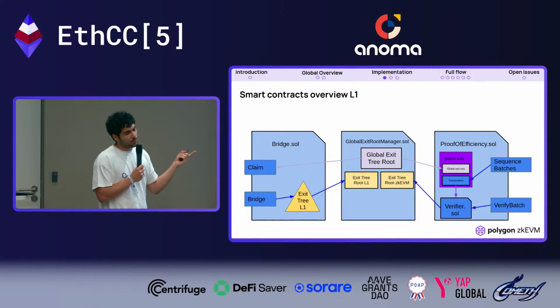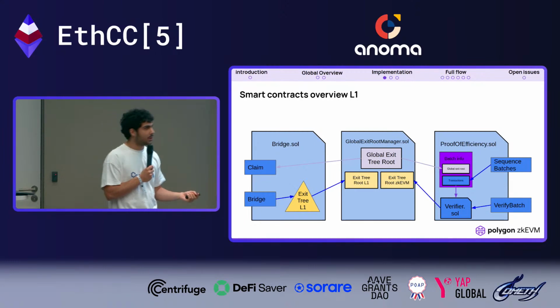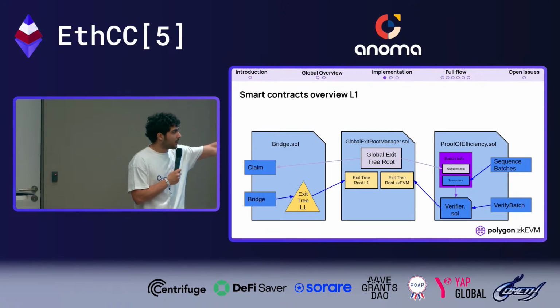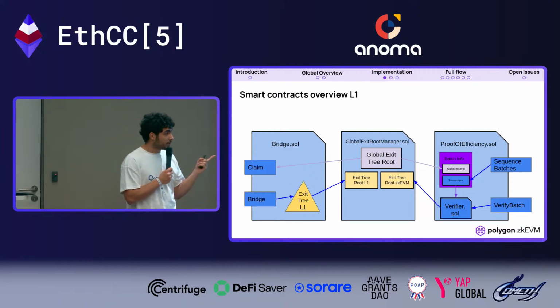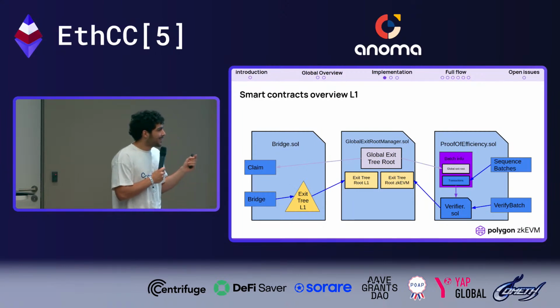And the global exit route will be different depending on the network. In the next slide, I will explain more about it. You will see it. And lastly, we have the consensus contract that, in our case, will be the proof of efficiency. I don't want to get into details of this. I just put it because it's the consensus contract, and I will just point out what is important for the bridge, and that's it.